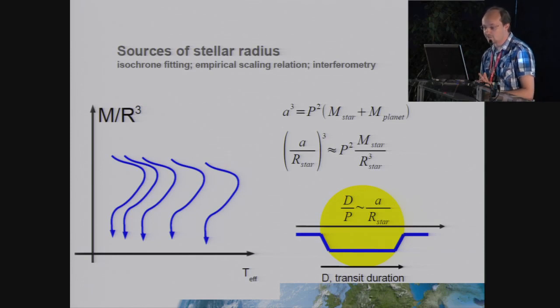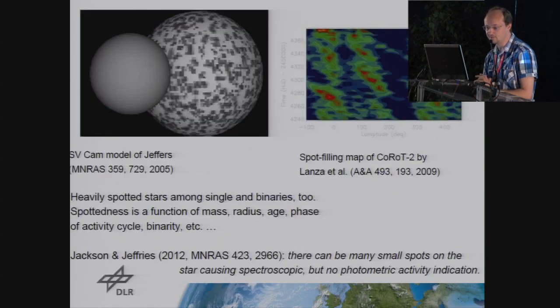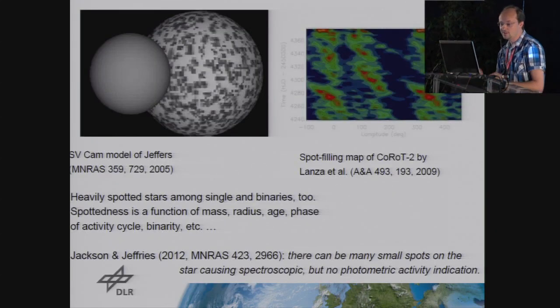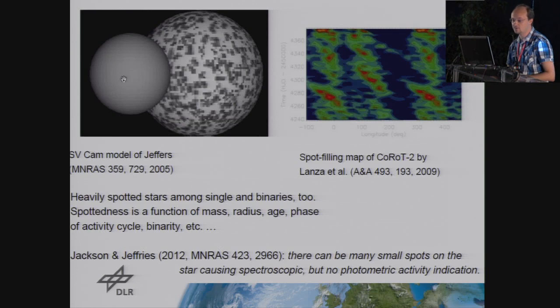Yeah, the duration of the transit can be measured easily, the period can be measured easily, but the effective temperature will have at least 100, 200 Kelvin errors, which should be propagated into the stellar radius. And there is another problem. Stars have spots. This is, for example, a model of the binary star SV Camelopardalis by Jeffers, and they found that it is a heavily spotted star. Or CoRoT-2 was measured by Lanza et al., and they have spots practically everywhere on the stellar surface.